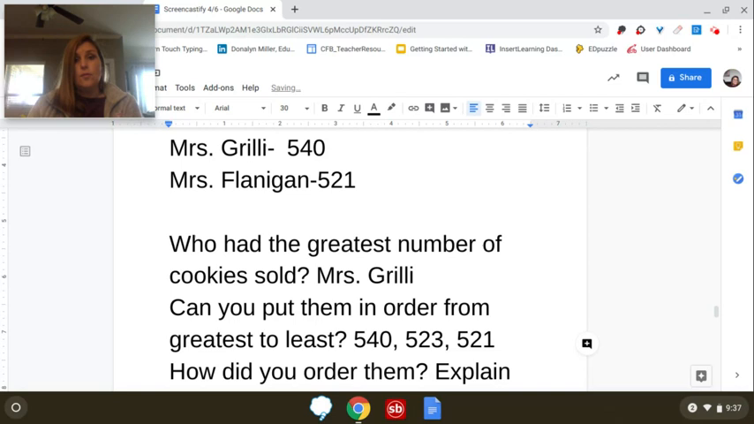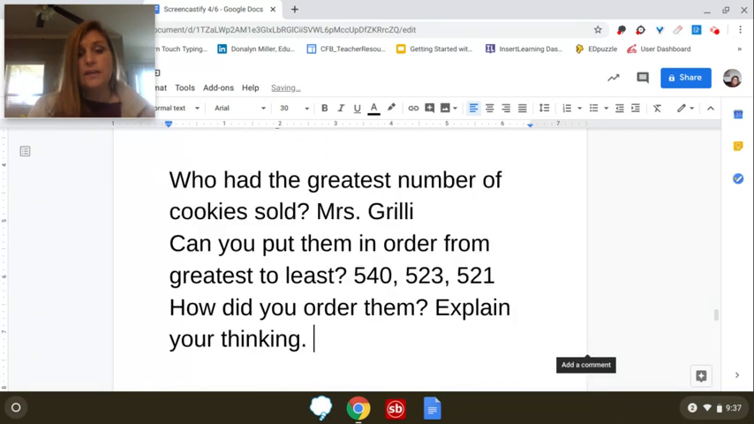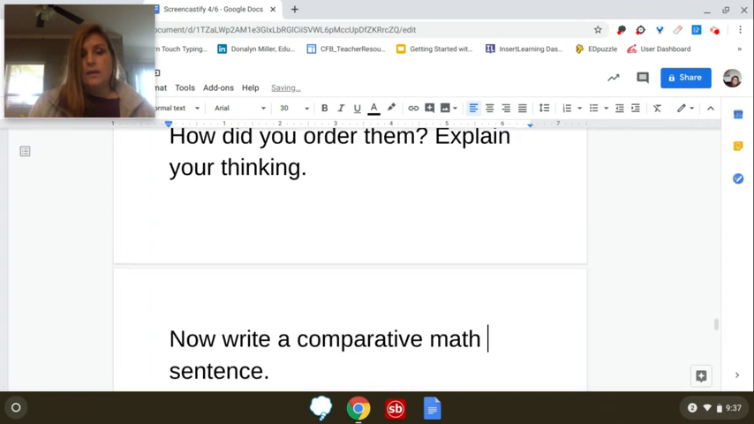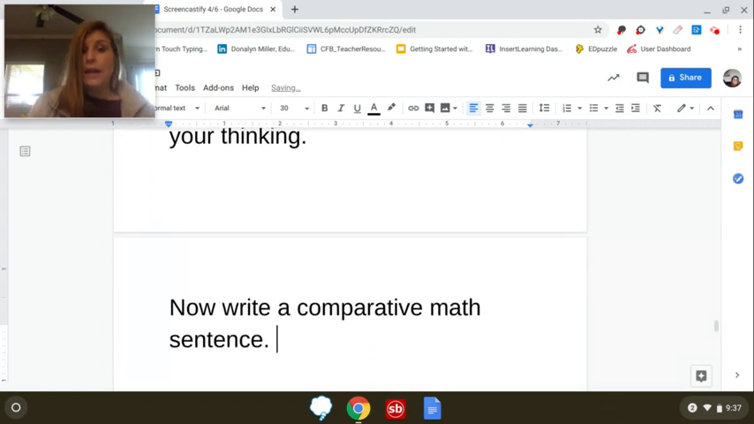How did we get that? Well, we just talked about that. We first looked at the hundreds place, then we looked at the tens place, then we looked at the ones place. Okay? Now, if we were to write this in a comparative math sentence, it would look like this. 540 is greater than 523, which is greater than 521. That's our comparative language sentence.